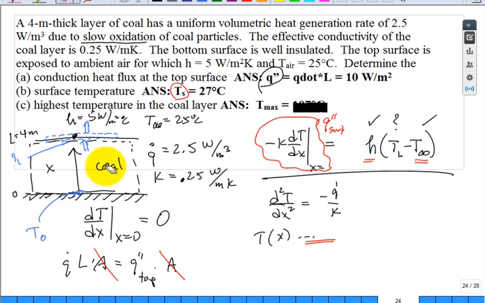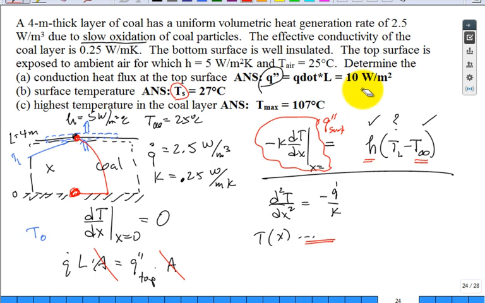Highest temperature in the solid layer. You've got to get it. Where's the highest temperature? Isn't the highest temperature down here? Isn't the temperature profile doing a quadratic like that? Highest temperature at the bottom. The surface is 27, we just calculated. How are you going to do that one? You get the temperature profile and then evaluate it at x equal to 0. You have your two boundary conditions. So with a little bit of work, in the interest of time, it's going to be 107. Okay?